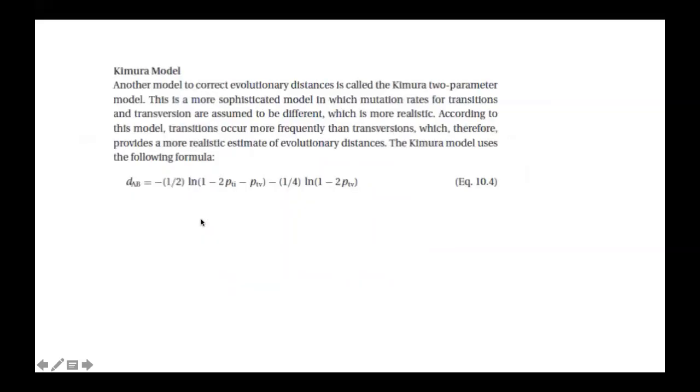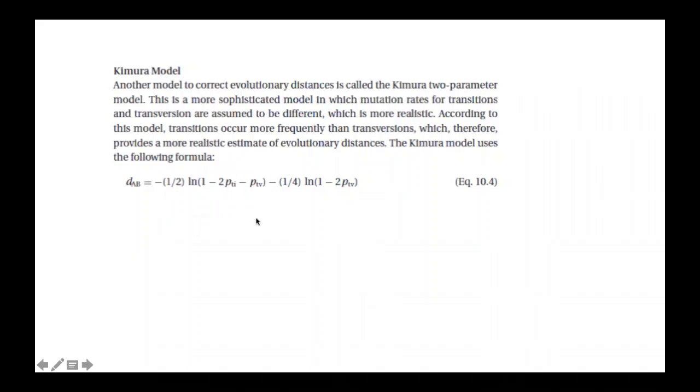But Kimura came up with a model, arguing that in real life this doesn't happen. Transitions happen more frequently than transversions. Transition means changes like A to G or T to C, and transversion means A to T, A to C, or G to T. So transitions are more frequent than transversions, and using that, he developed this formula. He looked at P, the rate of transition.